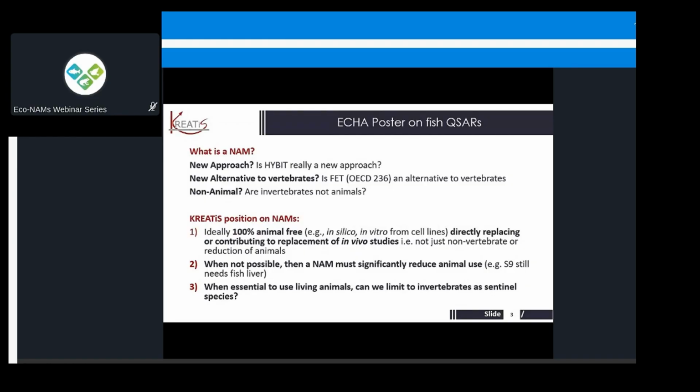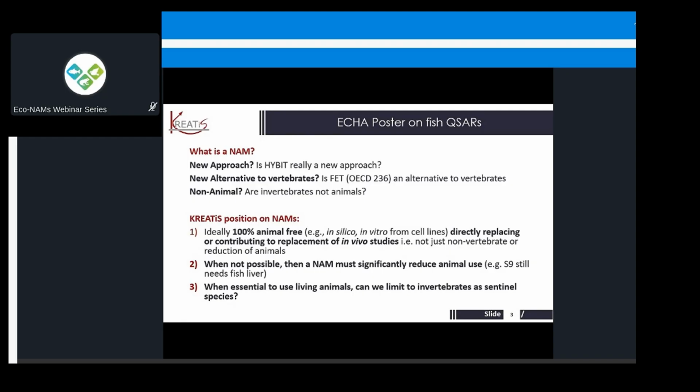Is this accepted in Europe, but maybe not everywhere in the world? And what about saying non-animal methods? Well, invertebrates are animals too, and they have a right not to be tested. So our ideal position on NAMs is really 100% animal-free, and it can be in silico, in vitro, from cell lines or other methods, which directly replace or contribute to the replacement of in vivo studies. And that means not just non-vertebrate studies or a reduction of the number of animals used, but as much replacement as possible. Of course, we understand that there are cases where that's not actually possible.